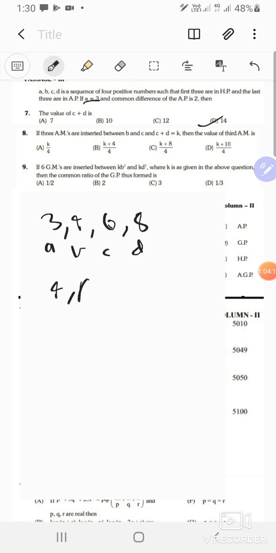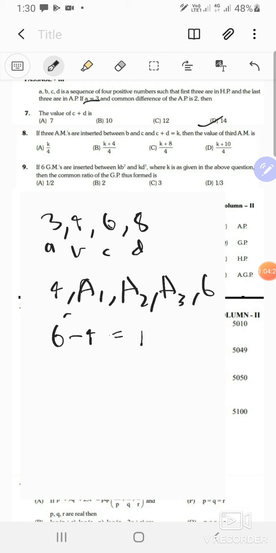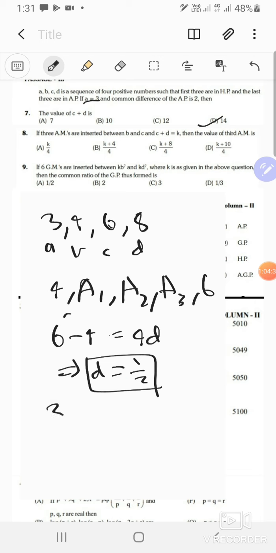This is an arithmetic progression, which means that 6 minus 4 equals 3 times the difference. So the difference has to be equal to half in that case. So the value of the third AM will be 3 of half, so like 3 by 2 plus 4, that is going to be 8.